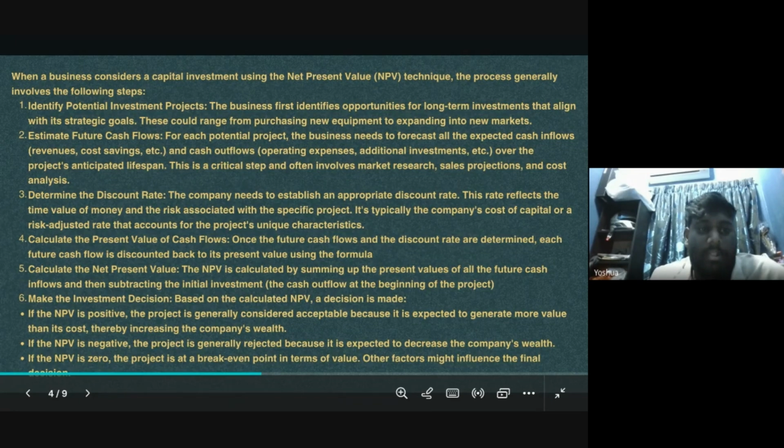When a business considers a capital investment using the net present value technique, the process generally involves the following steps: identifying potential investment projects, estimating future cash flows, determining the discount rate, calculating the present value of cash flows, calculating the net present value, and making the investment decision.